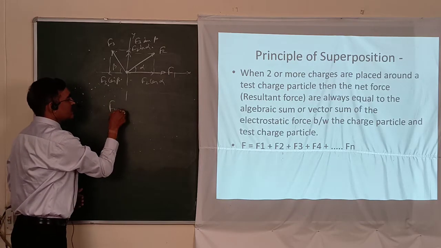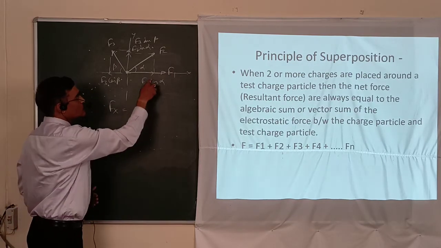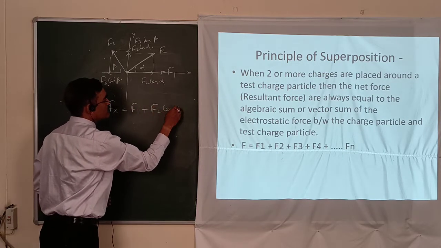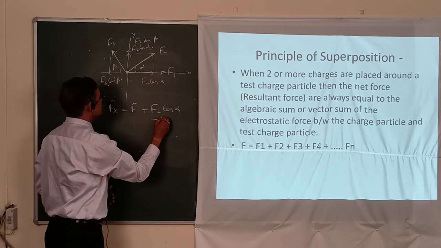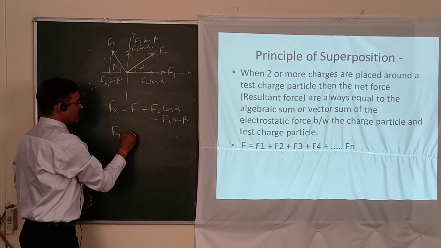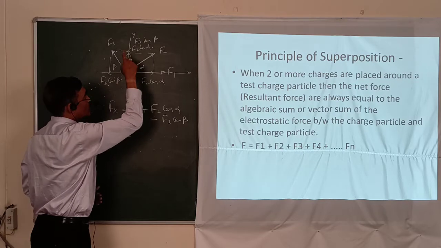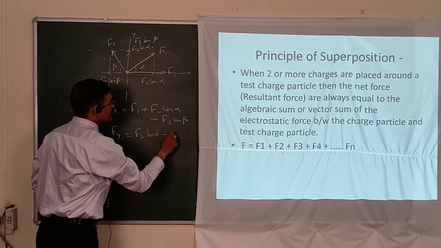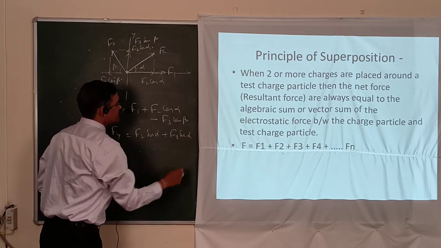So here we can get the net force along the x-axis. These two are in the positive direction, so this is F1 plus F2 cos alpha, and this is in the negative direction, so minus F3 cos beta. Similarly, Fy will be the sum of these two because both are in the same direction. That is F2 sin alpha plus F3 sin beta.